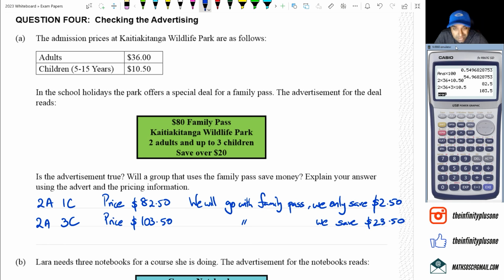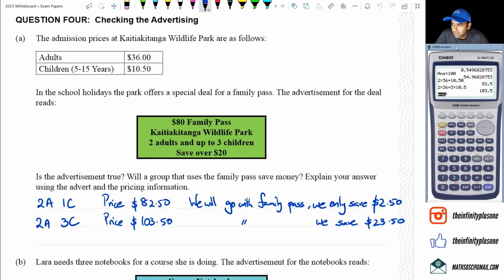So is the advertisement true? It is true for the second situation, not for the first situation. For the first situation, I'd be only saving $2.50. But in the second situation, I'd say yes, I can save over $20. But that's only for a group that uses the family pass. There's nothing else about this group, right?